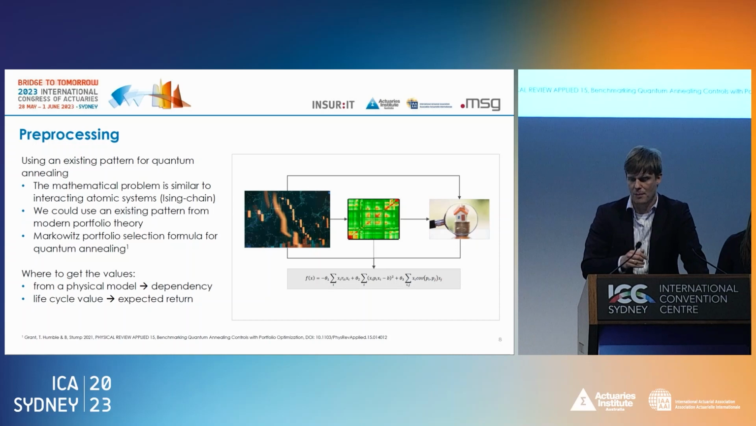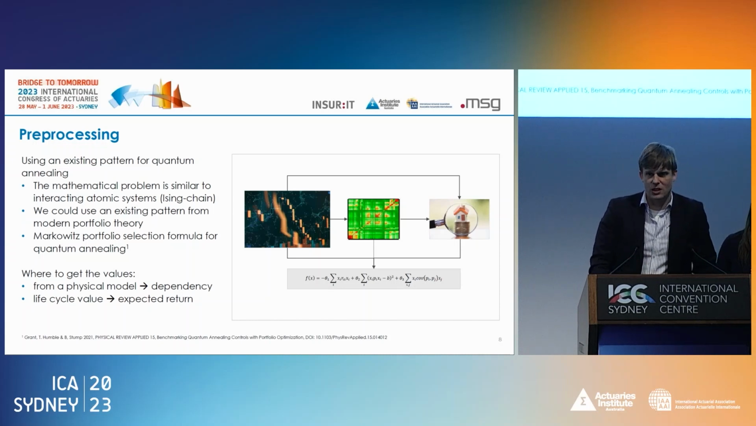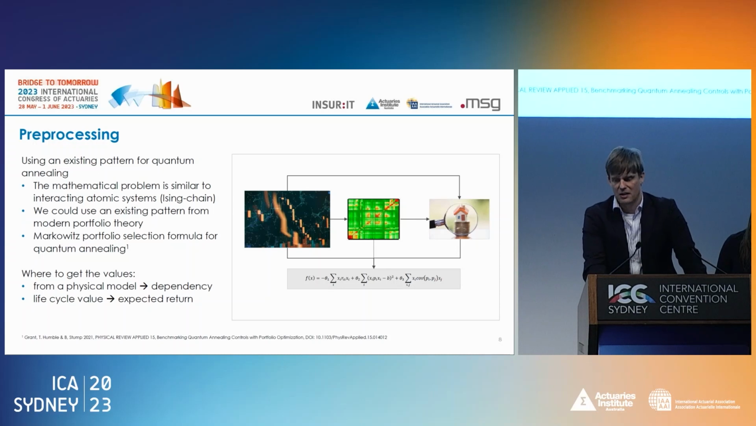So Grant, Humble, and Stump 2028, for example, did that in portfolio theory and as Markowitz formula for quantum computing, which we could use now, taking the variance from our physical model and taking the life cycle value as our expected return, optimizing that one following the Markowitz formula to the optimum for our outcome.